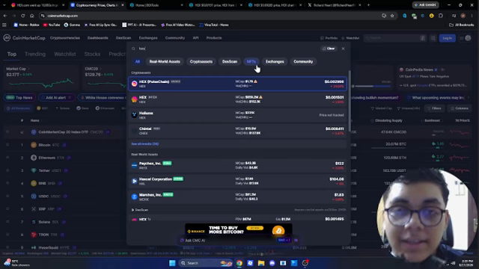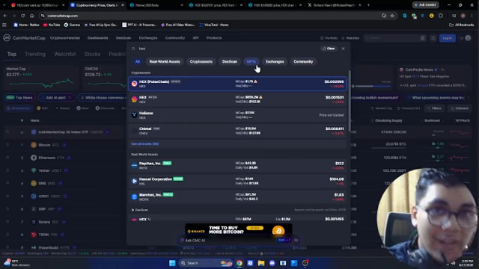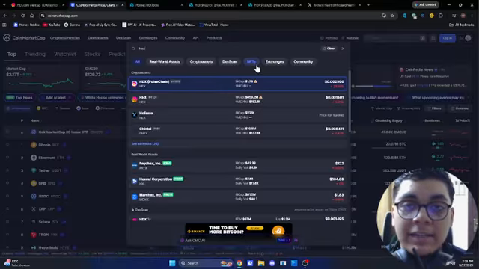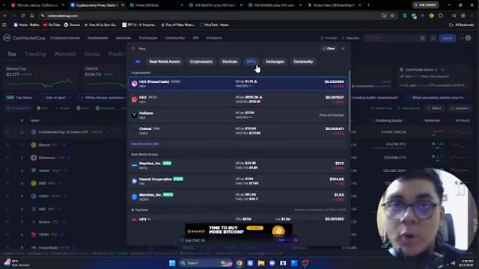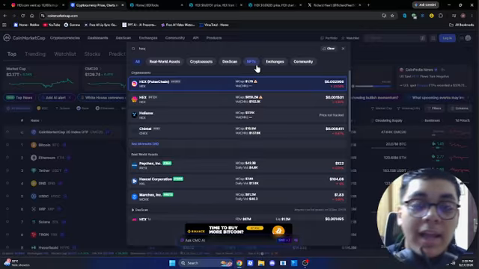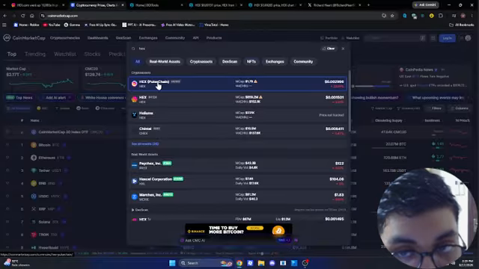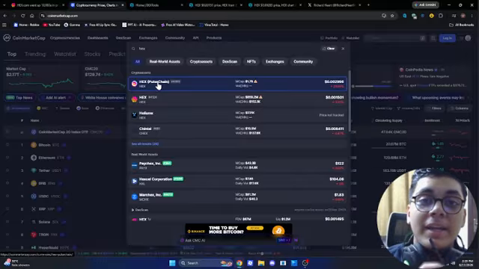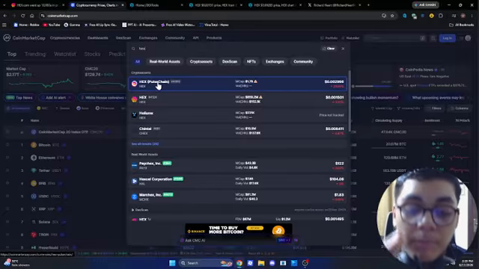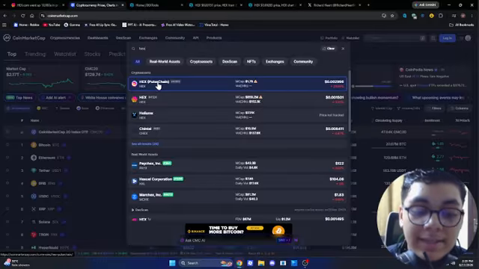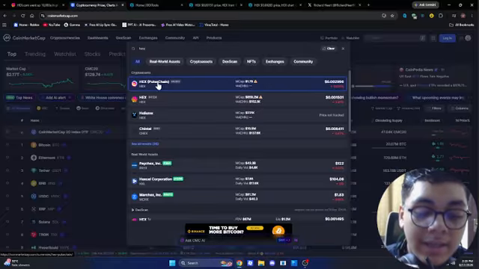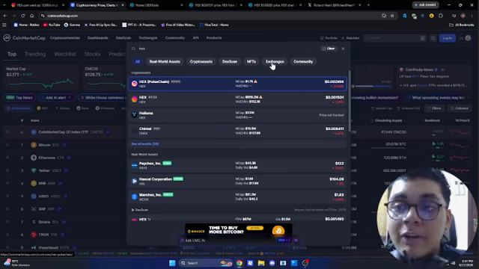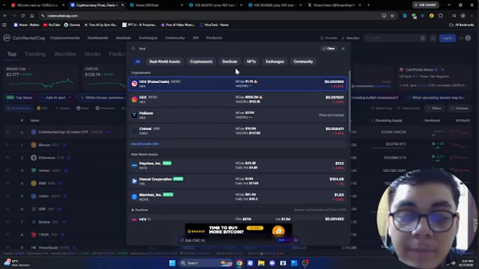Now eHEX, you can see it's Hex with an E at the start. E stands for Ethereum. So eHEX means Hex launched on Ethereum, or Hex from Ethereum. pHEX, as you can see right over here, is pretty obvious at this point. P means PulseChain. So pHEX means Hex launched on PulseChain. Rather easy. This is what this video is going to be based on today.